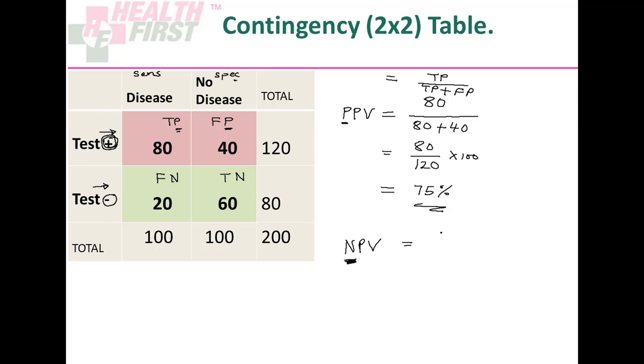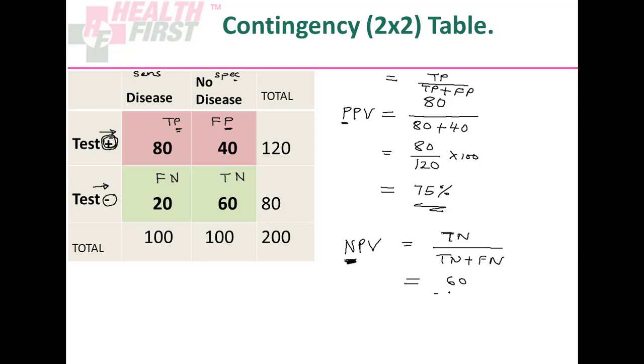So the formula for this one is going to be true negative because we are interested in the probability that individuals with a negative result truly do not have disease, right? So it's going to be true negative divided by true negative plus false negative. Note that for all of this formula that we use for sensitivity, specificity, and also for these predictive values, we always have truths on top, right? Truths on top, always.